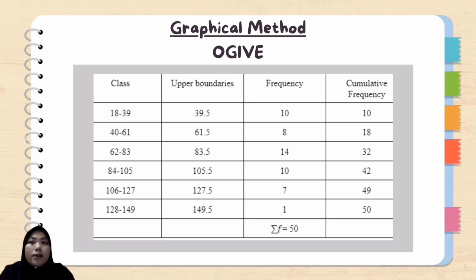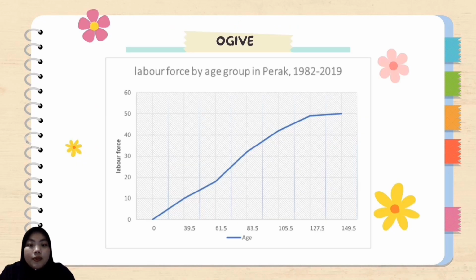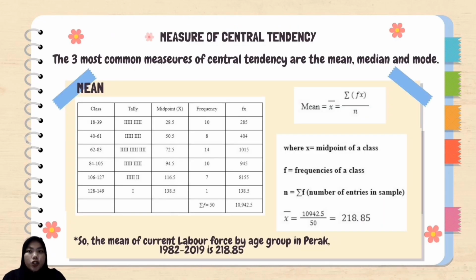The second graphical method is the ogive graph, which is a line graph that displays the cumulative frequency of each class at the upper class boundaries. And this is an example of an ogive graph. Next, measure of central tendency. In statistics, there are 3 most common measures of central tendency: mean, median, and mode. Mean is the average of all data numbers.